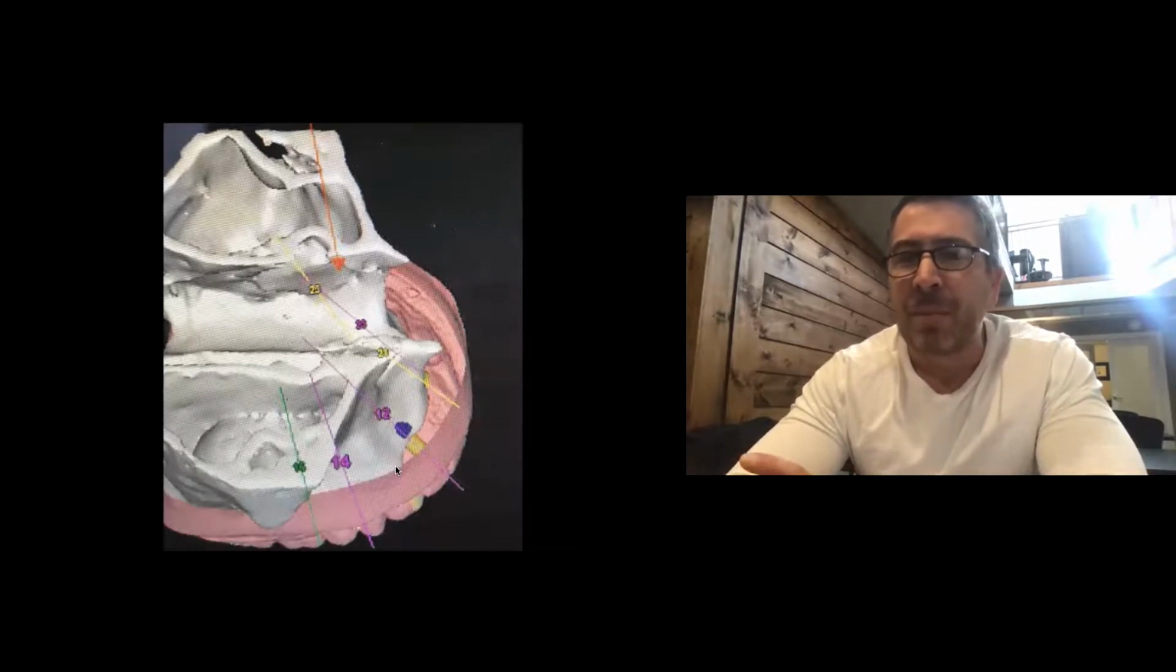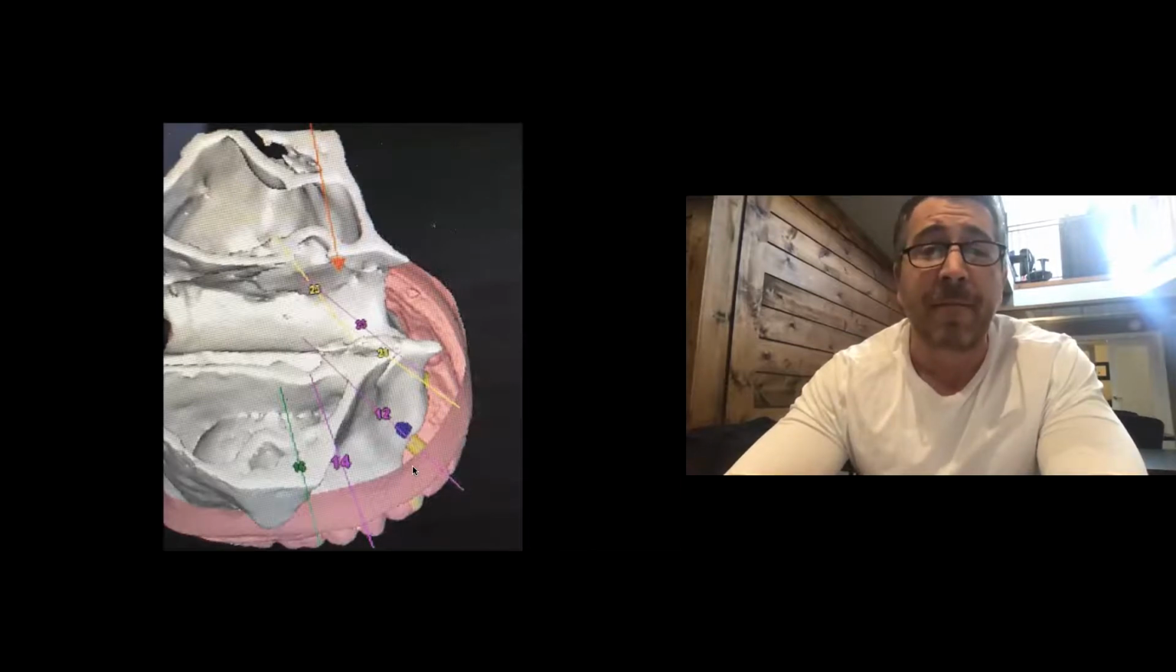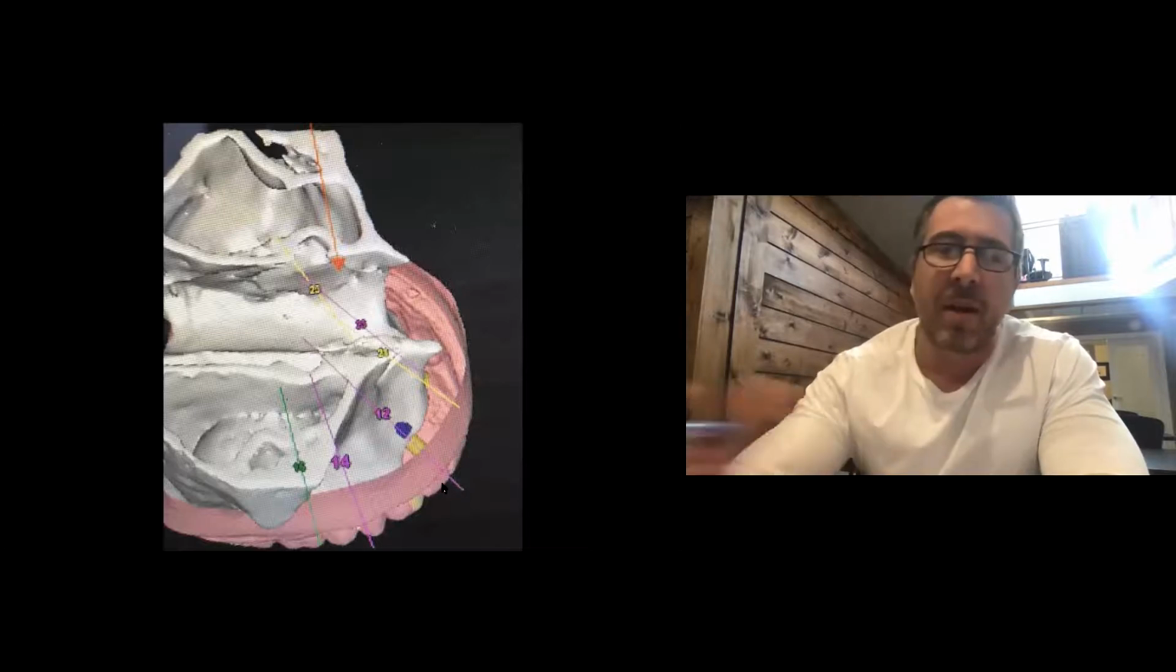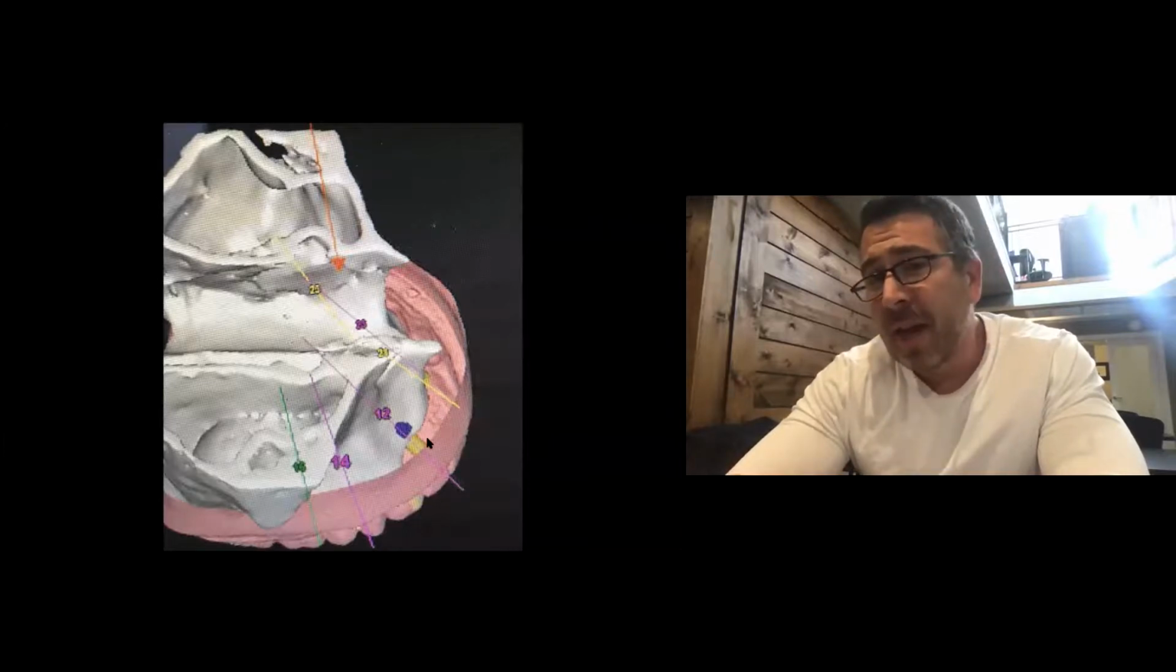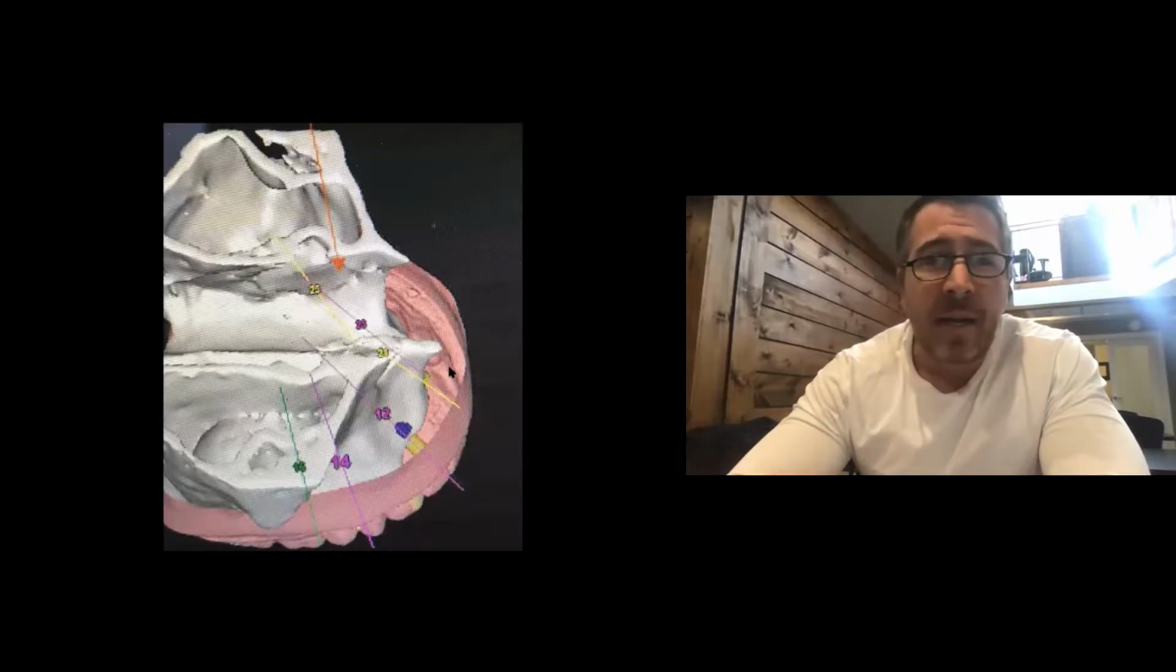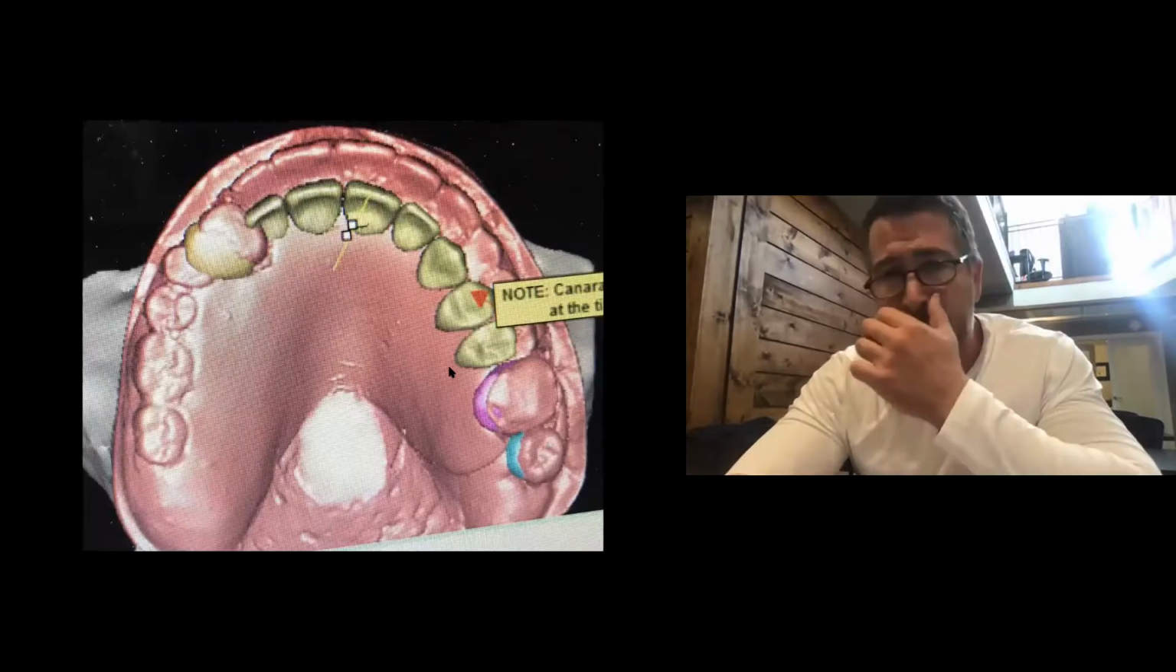If the implants were placed there with the intention of doing a fixed prosthetic, you can't, because you'd have the porcelain and metal framework half an inch in front of where the implants are. So this is a case that's suitable for an overdenture, but it's not a case that's suitable for a bridge. And that diagnostic happens on the software. So again, it's all part of the treatment planning.